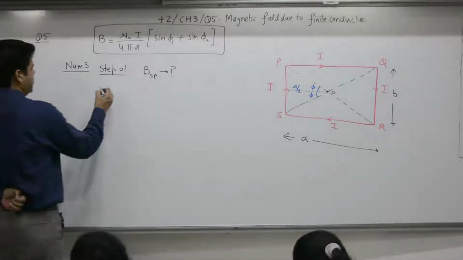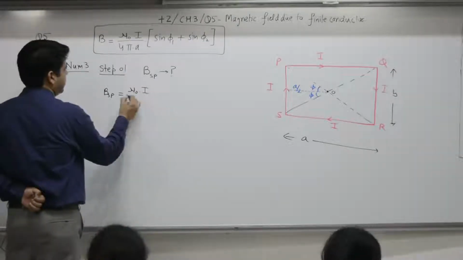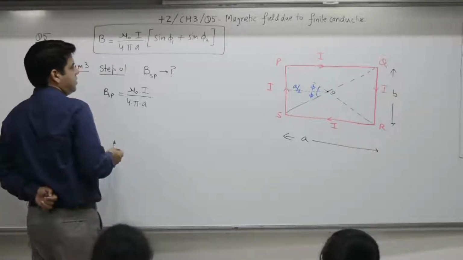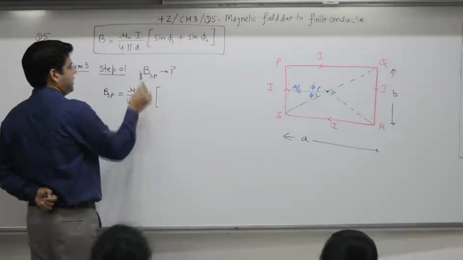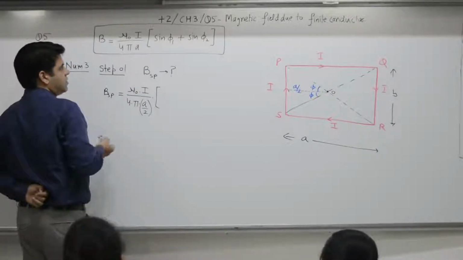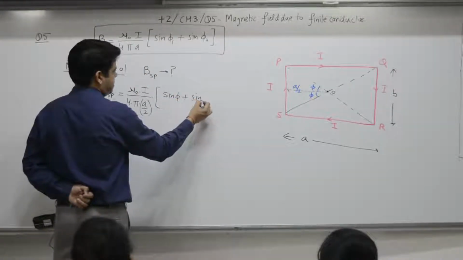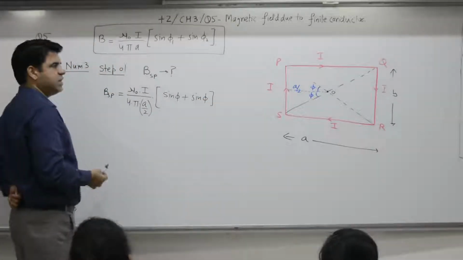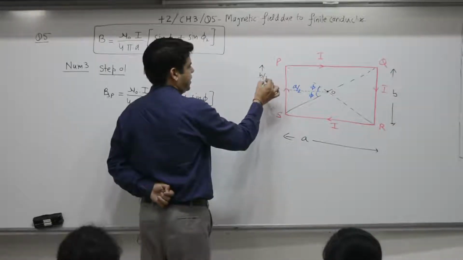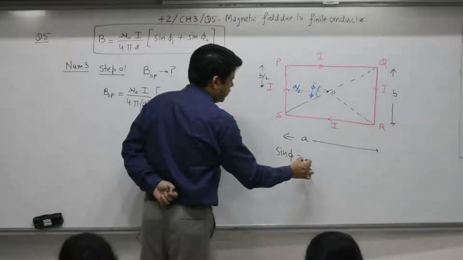Tell me, field due to SP. Nu naught I by 4 pi A. The perpendicular distance, here it was A. In this case it is A by 2. Sin phi plus sin phi. Sin phi is equal to what? This distance is how much? B by 2. So I need to write sin phi is equal to what?